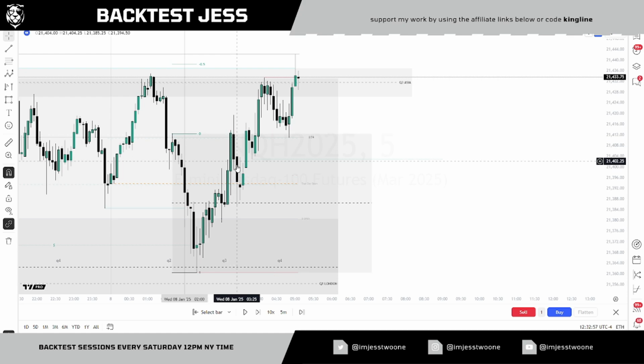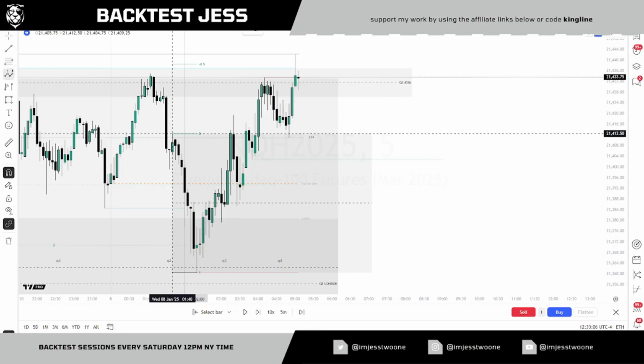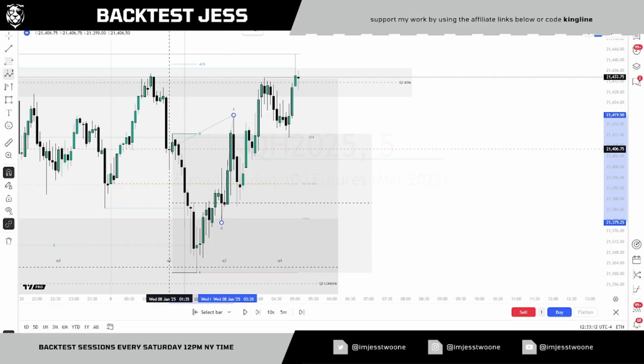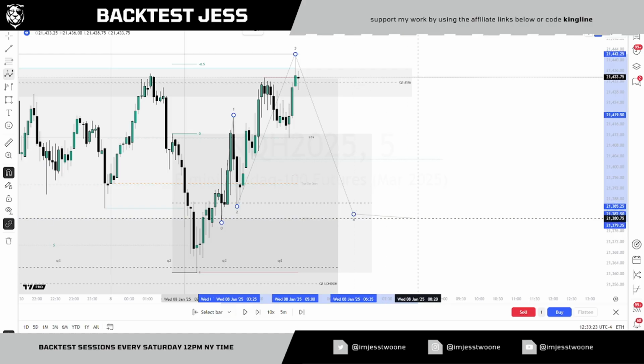We close it there. 1, 2, 3 maybe. This is a little bit hard to tell. This is going to be my best estimate here. 1 with the closure above this high, 2 with this pullback, and then 3 with this new high. So in order for us to get a 4-5, we'd have to sweep this.